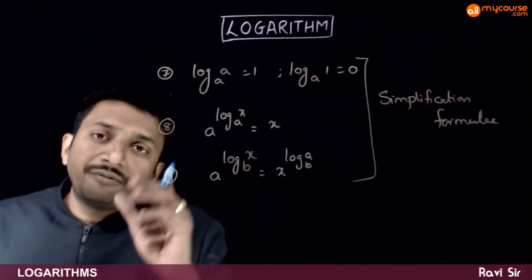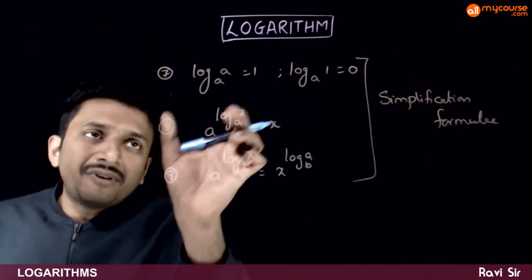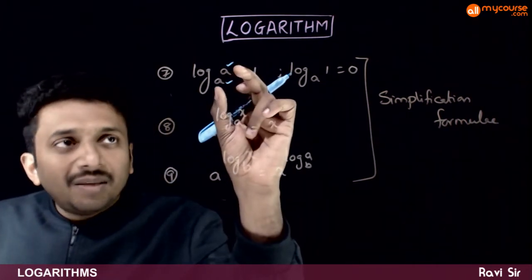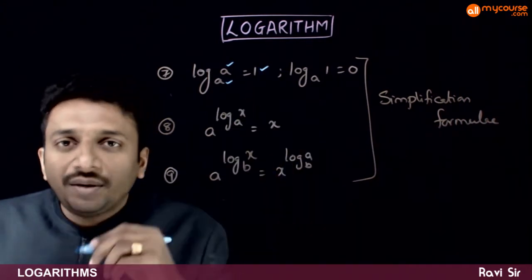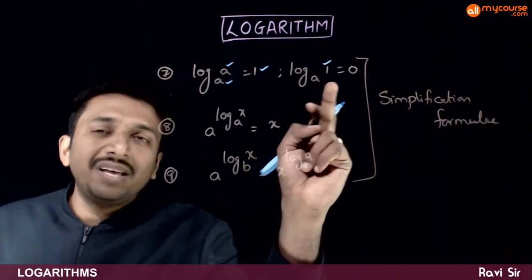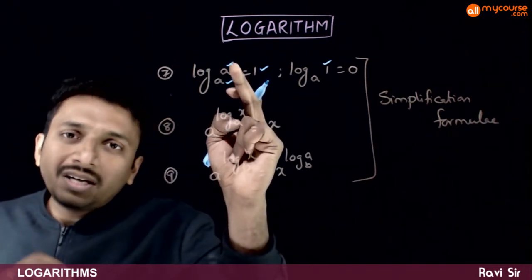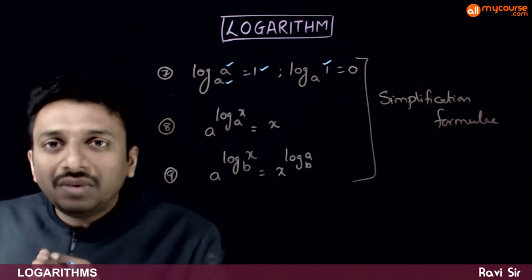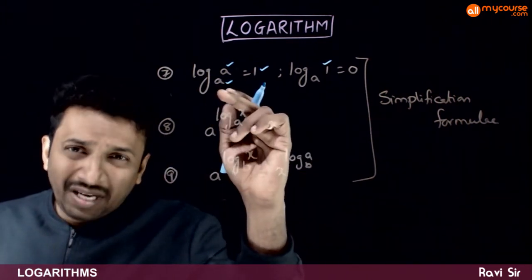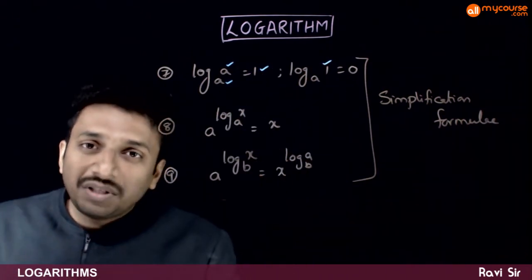So the next and last set of formulas are called simplification formulas. Here also you have three of them. The first property is log A to the same base A. If you have the same number in the base as well as the argument, the answer will always be equal to 1. And log 1 to any base is equal to 0. Log A to the same base A is equal to 1. These are very straightforward because the power of A that is present in A is equal to 1, and the power of A present in 1 is equal to 0.